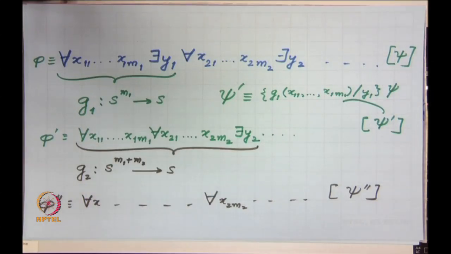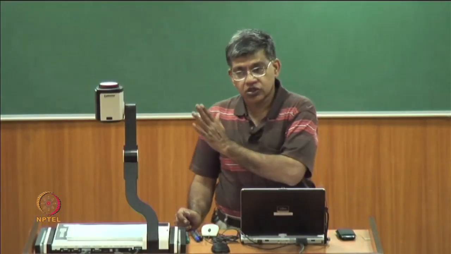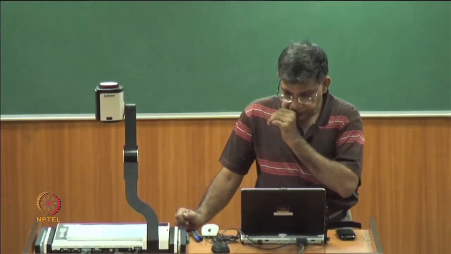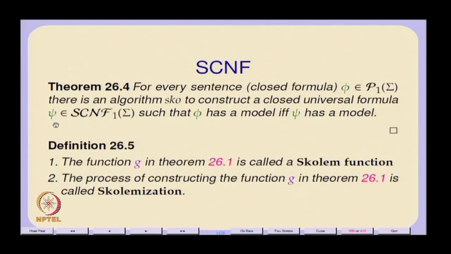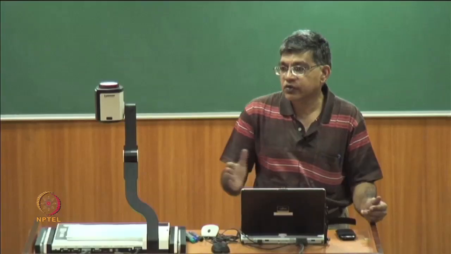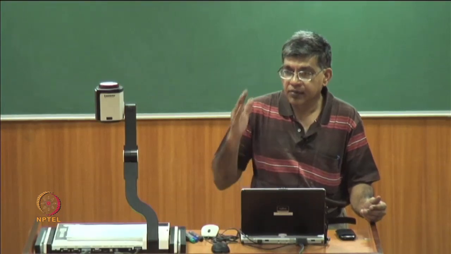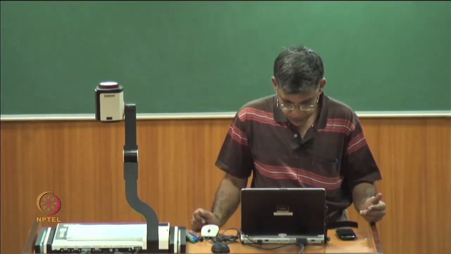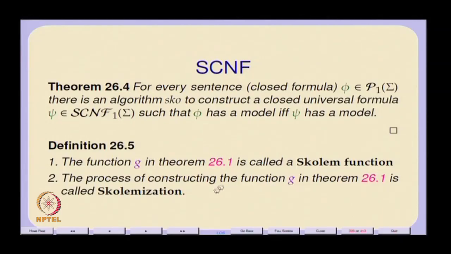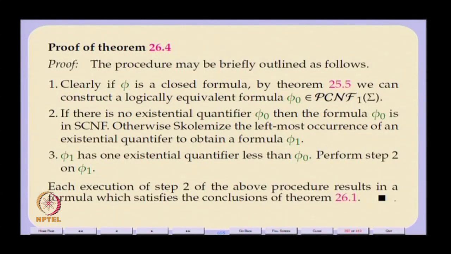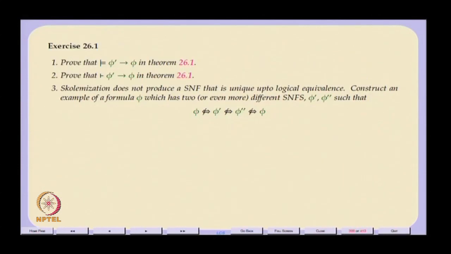So, you can sequentially, from left to right, Skolemize each existential variable one by one, and you can actually create the final formula, let us say psi, which will consist only of universal quantifiers and then a body which is in conjunctive normal form. So, this process of constructing these functions is called Skolemization. I am going to skip this.